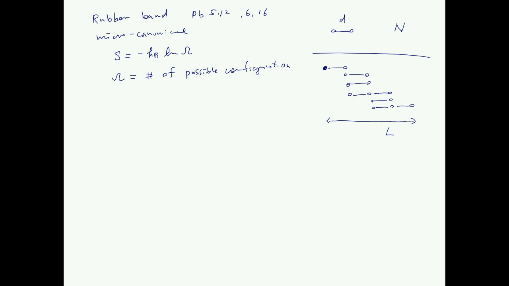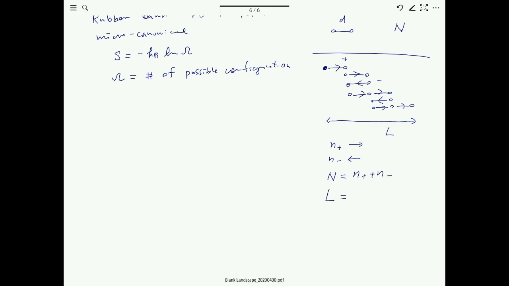Okay, so if we want, we can put an arrow on it. So this is a plus 1 and this is the minus 1. I can think that I have n plus that go in this way and n minus that go in that way, go back. So I have a total capital N, which is the sum of n plus and n minus. And what is my total distance L? It will be n plus minus n minus multiplied by d, which is the length of each segment.